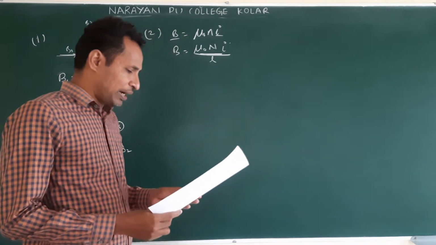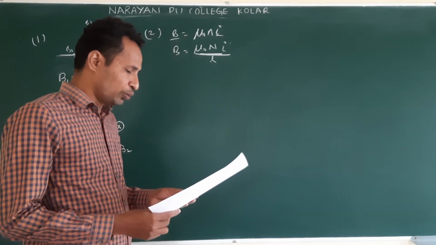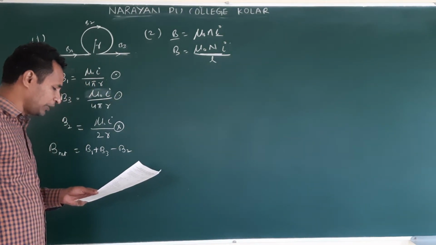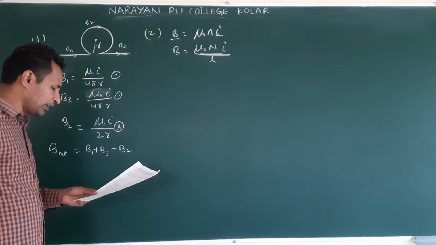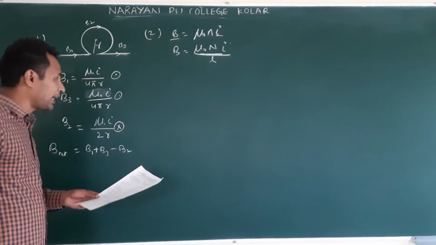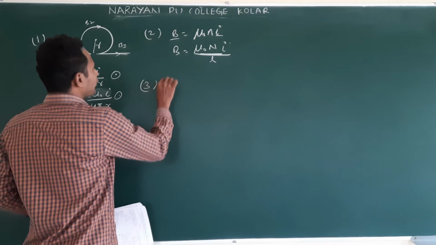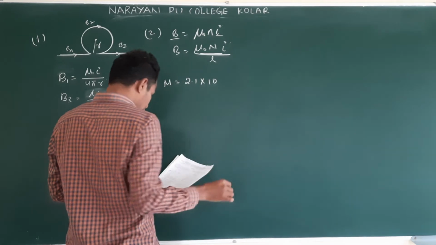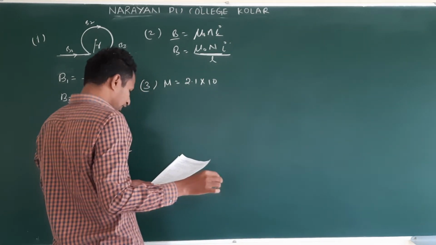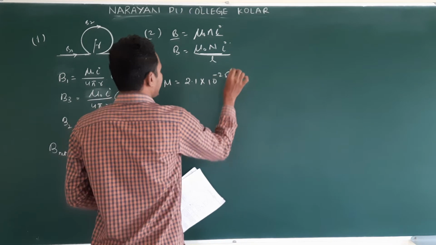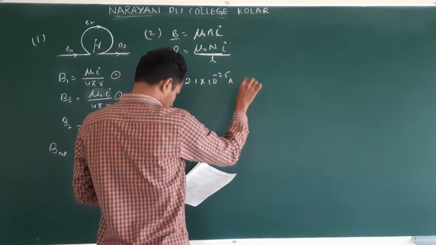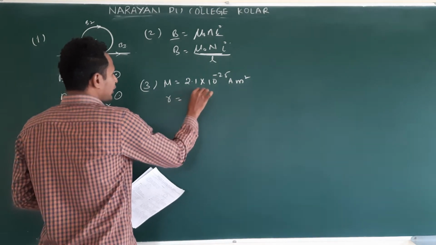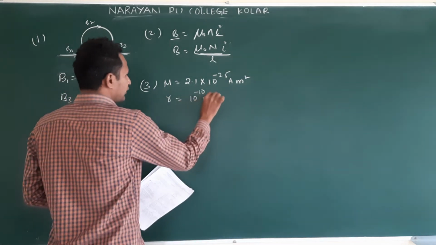Next, third one. Magnetic moment of a current carrying loop is 2.1 into 10 power minus 25 ampere meter square. Magnetic field at a point on its axis at a distance of 1 angstrom. Magnetic moment is given, M is equal to 2.1 into 10 power minus 25 ampere meter square. Next, distance given, 1 angstrom. 1 angstrom is 10 power minus 10 meters. They are asking B.